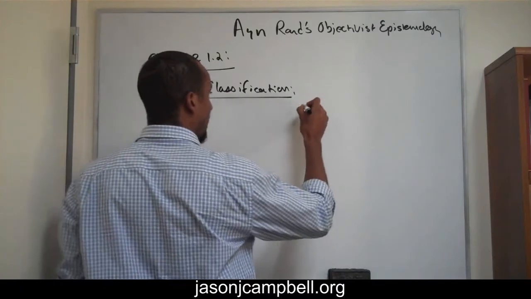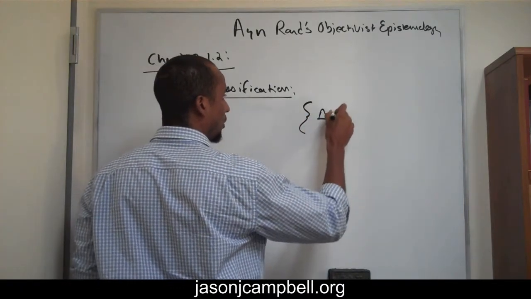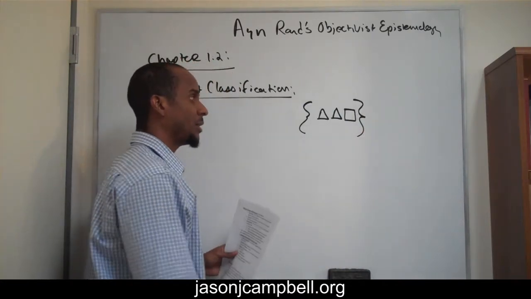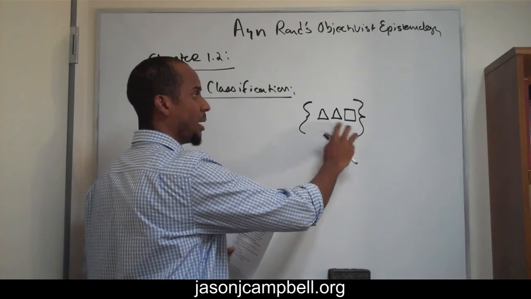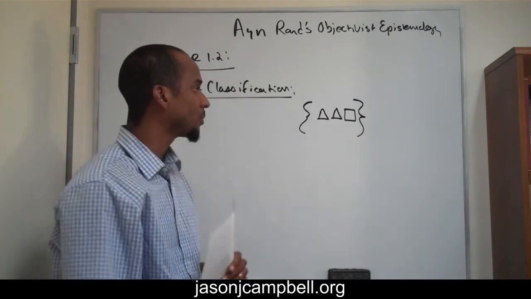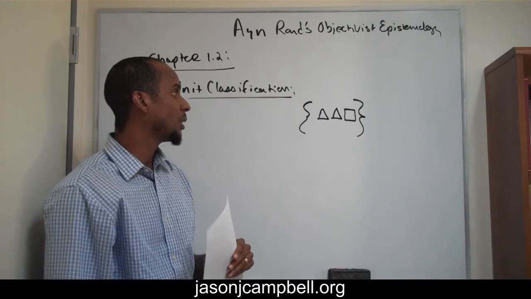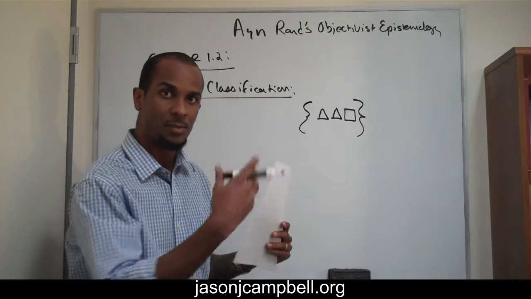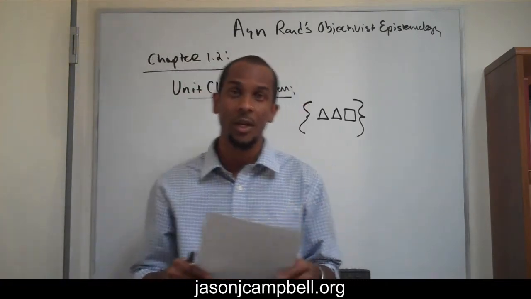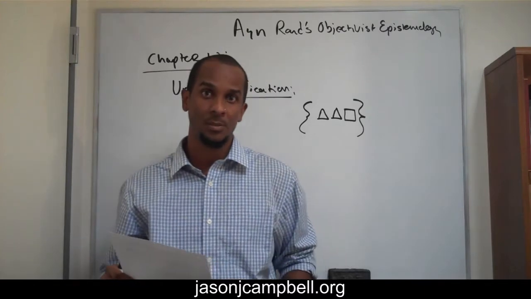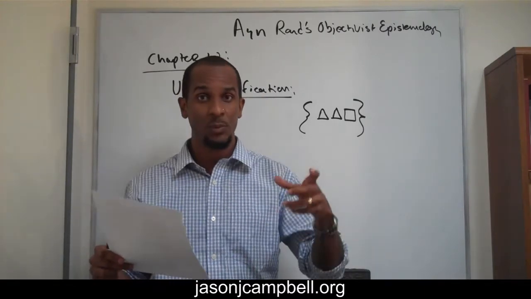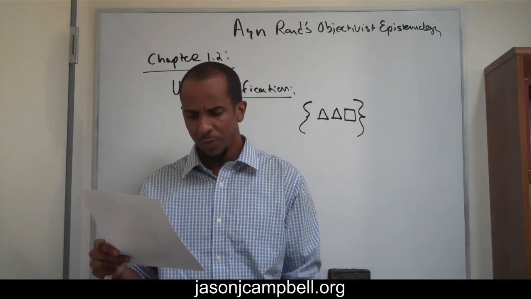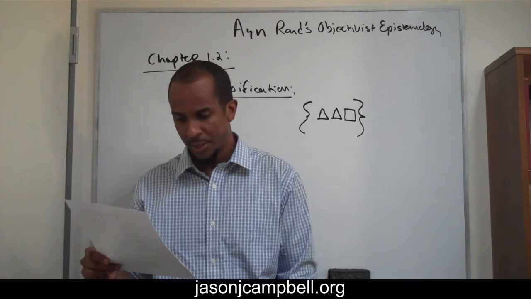Imagine that we are looking at the set triangle, triangle, square. When we talk about the totality, the set contains three members, three individual sort of units, three identifiers. And we want to do an epistemological analysis of this set, triangle, triangle, square, using Rand's Objectivist Epistemology. What sense can we make of this in an attempt to understand what a unit is? Unit classification.